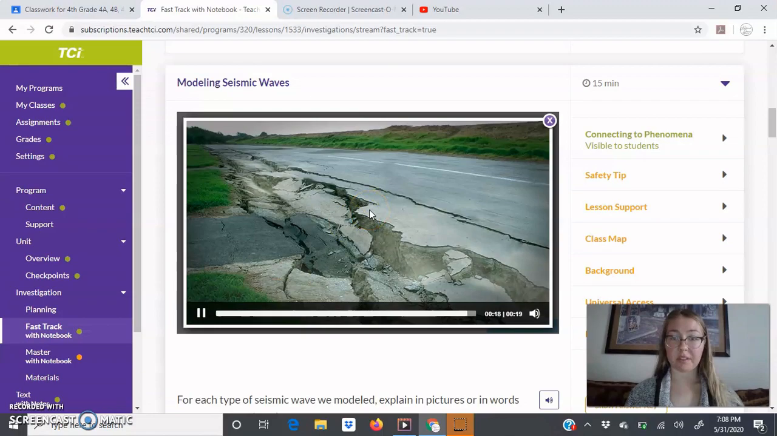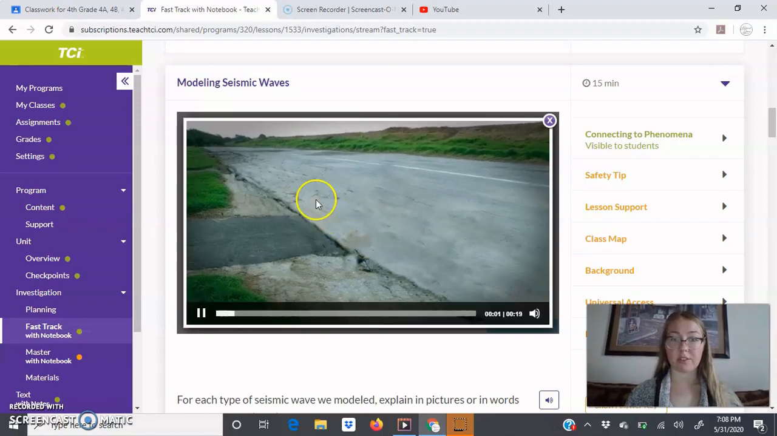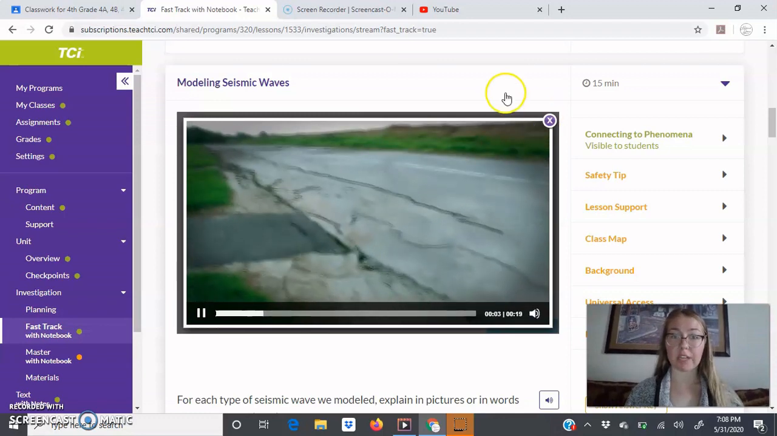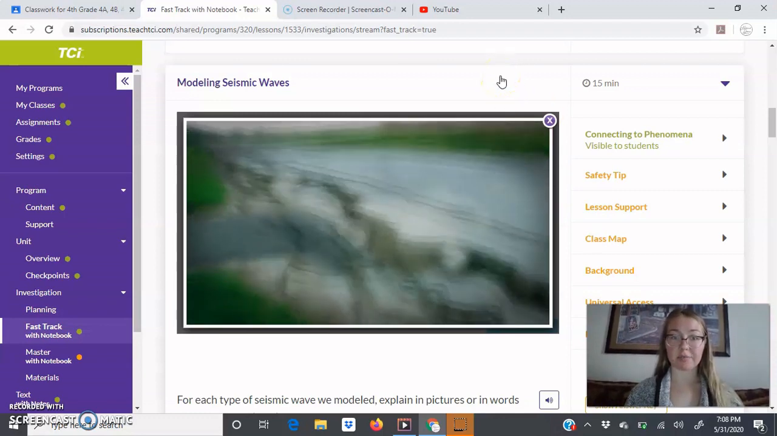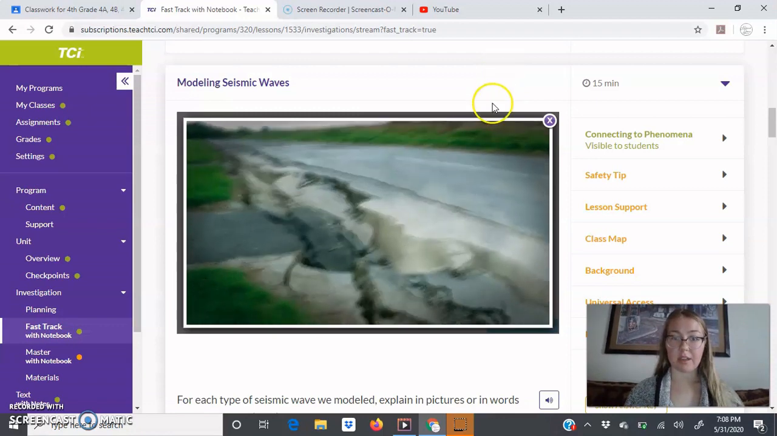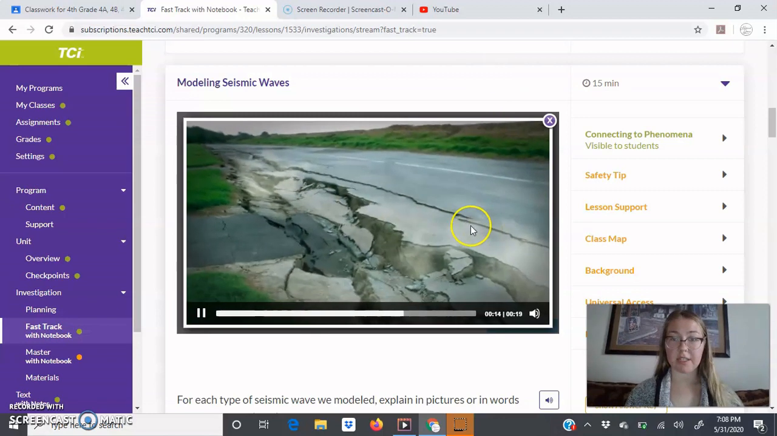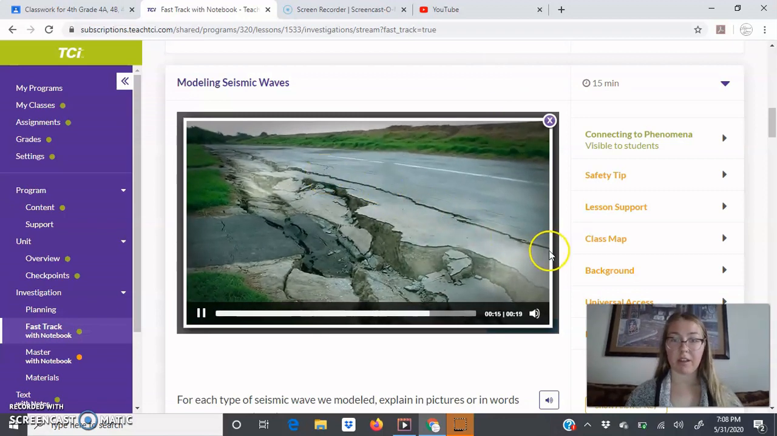Wow. I think we should watch that again. So it starts just regular. You see how much the camera is shaking. And now we see this really big crack. See this crack getting even bigger. Wow.